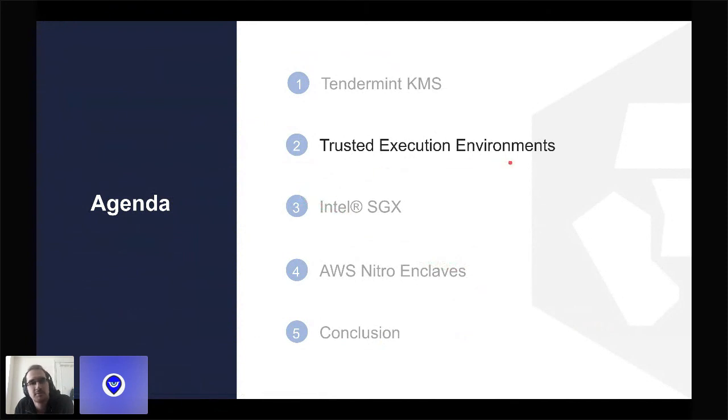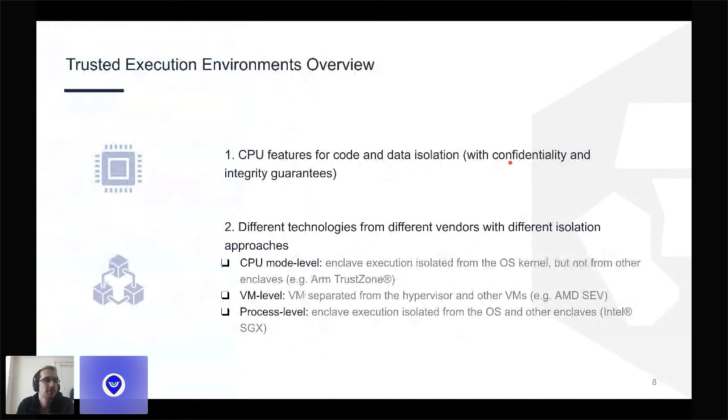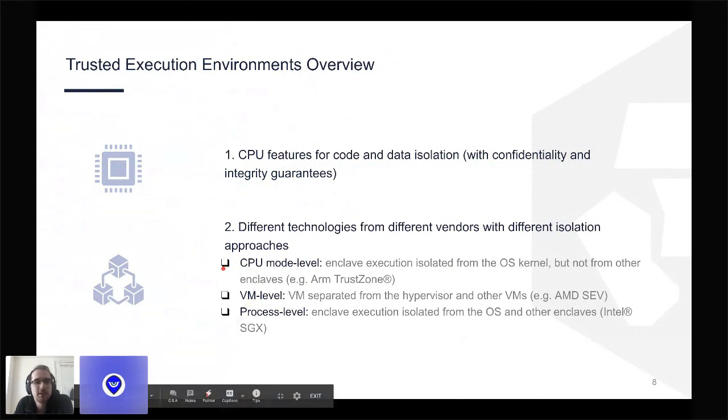So first would be a general introduction into enclaves. In the context of this talk, we talk about trusted execution environments, or TEEs. By that, we mean features on the CPU that are used for code and data isolation, usually with some confidentiality and integrity guarantees. There are many different technologies from different vendors, with different approaches and trade-offs, so I roughly divided them into three.